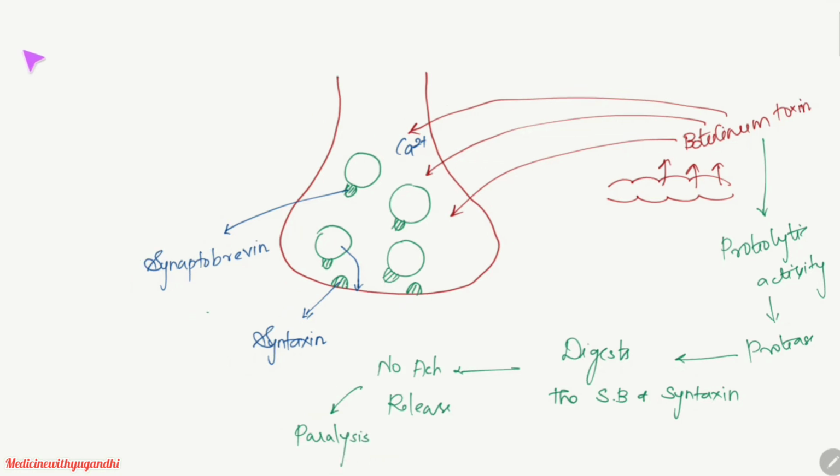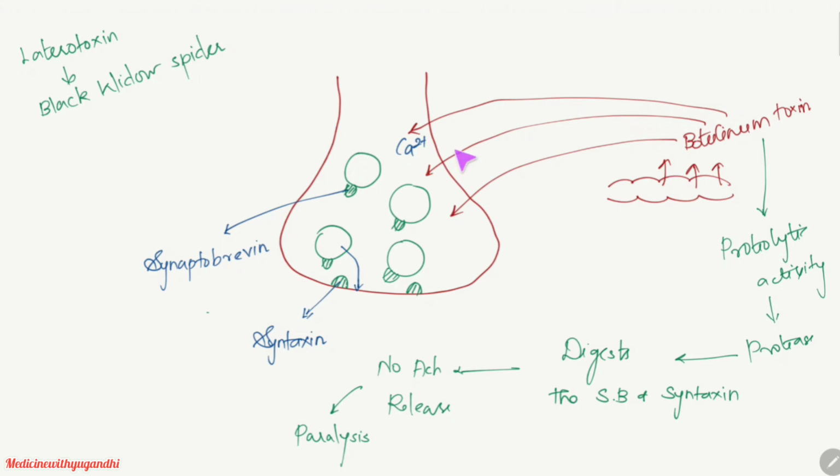Next, coming to the latrotoxin. This is actually released by the spider called the black widow spider. Hope you all know the story about the black widow spider, that the female partner kills the male partner after the intercourse. Since it is black in color, it is called the black widow spider. This latrotoxin actually has the opposite function of the botulinum toxin.